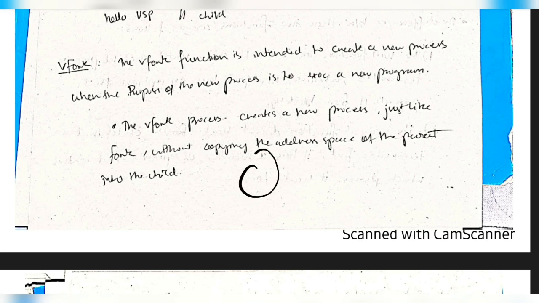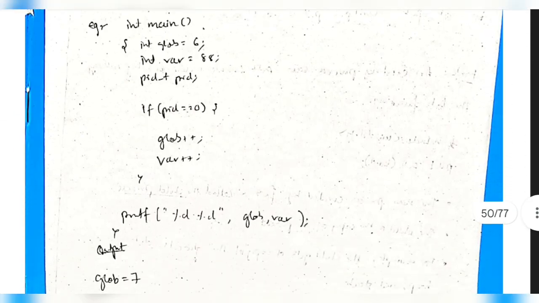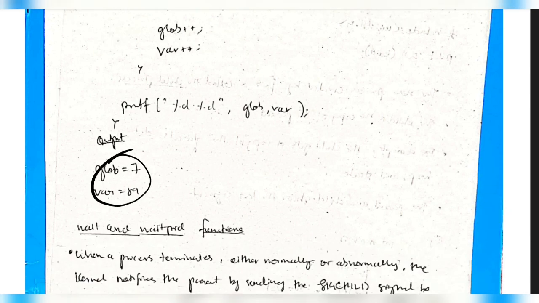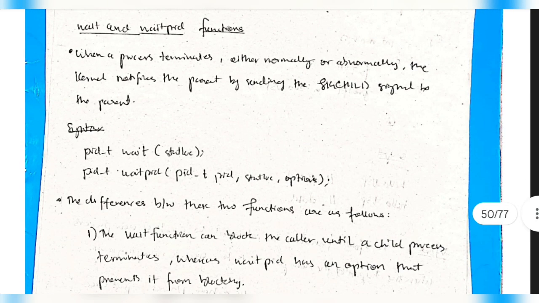In vfork, the parent and the child will be here. Initially they will have the same data, but after that they go in separate, different ways. For fork it is the same way, in vfork it is different ways. Okay, so here are some examples. Here we will be changing the value of glob and var, which will finally give glob as 7 and var as 89.